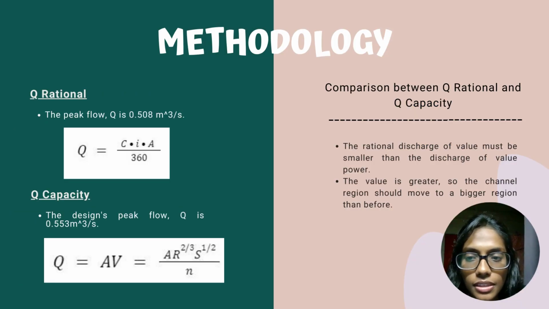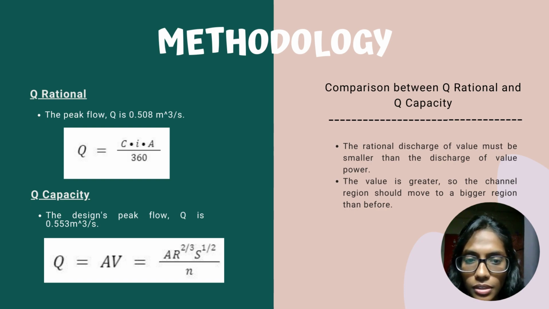Moving to the next, Q rational. By using all the information, peak flow can be calculated using the rational equation. The peak flow is 0.508 meter cube per second.